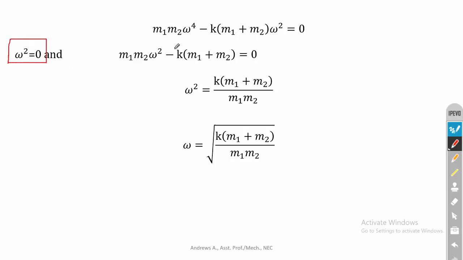Further, if you take the omega square outside, then you will get m1 m2 omega square minus k (m1 plus m2), that is equal to 0. Okay. So bring the k (m1 plus m2) to the right hand side. So you will get omega square is equal to k (m1 plus m2) divided by m1 m2. Further, omega is equal to root of k (m1 plus m2) divided by m1 m2.